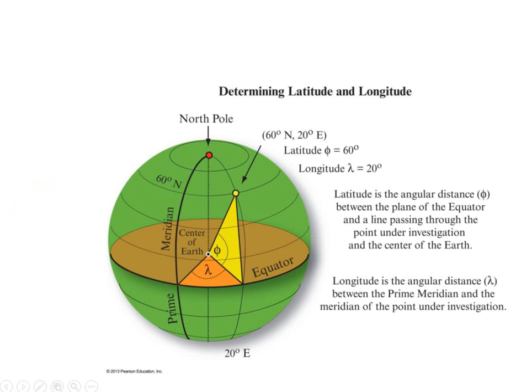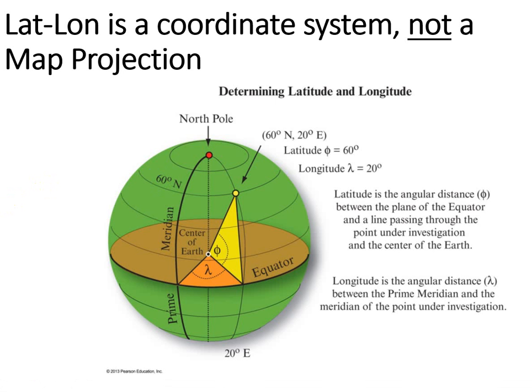Alright, so we've been talking about latitude and longitude, and that's all well and good, but it's time to get things a little bit more interesting. One point I want to make straight up is that latitude and longitude is a coordinate system. It is not a map projection. We're going to define map projections near the end of this video tutorial, or the next one in the series.